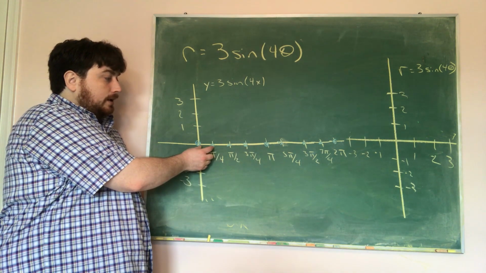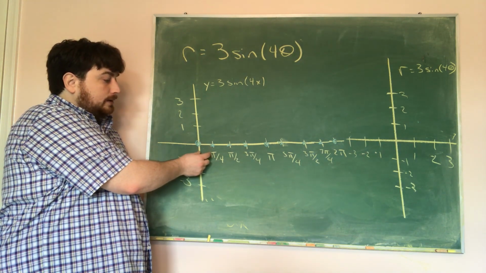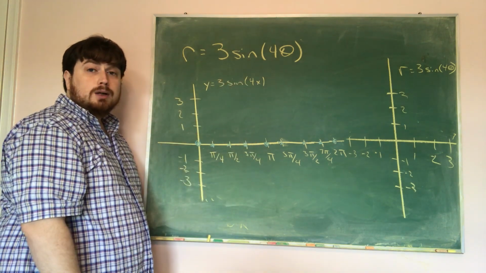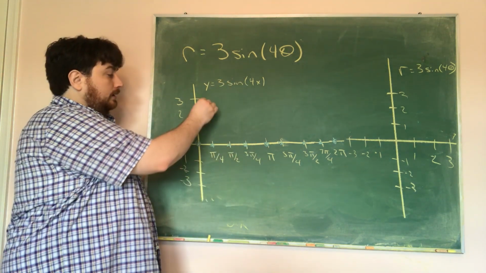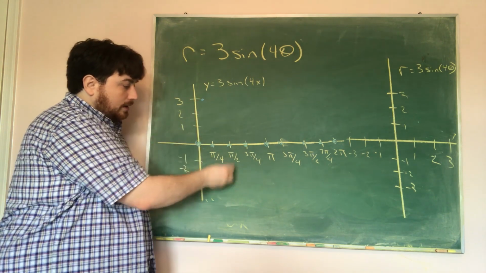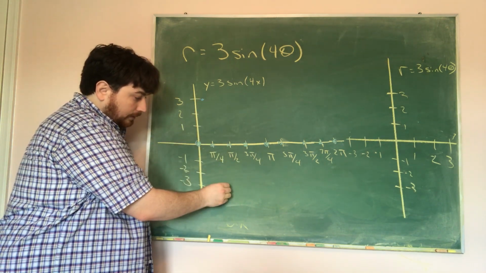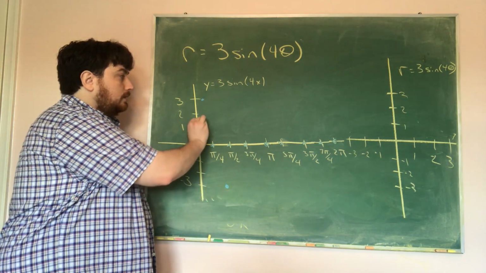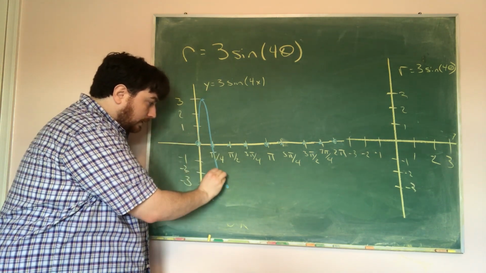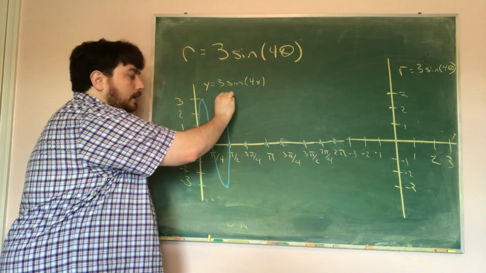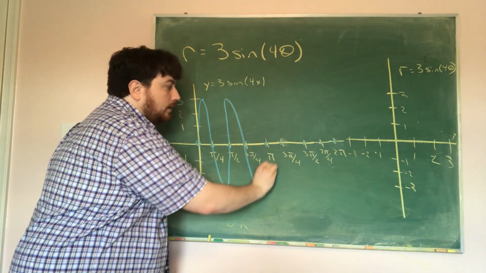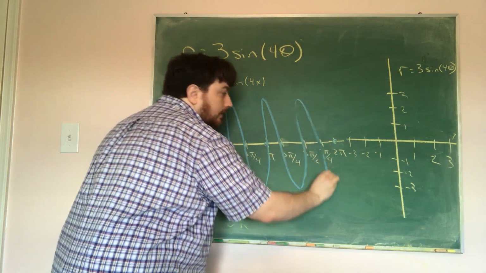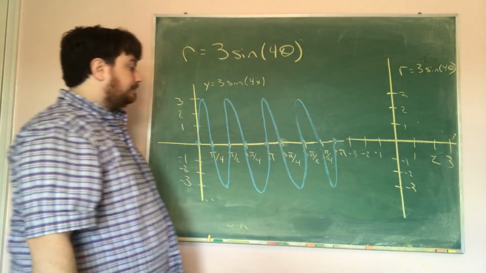Now, if I look in between to get a better graph, at pi over 8 I get sine of pi over 2, which is 1, times 3 is 3. And then halfway between pi over 4 and pi over 2, I would have negative 3. And so I can just draw it: sine goes up and then down, and it's going to go back and forth, oscillating all the way until I get to 2 pi.